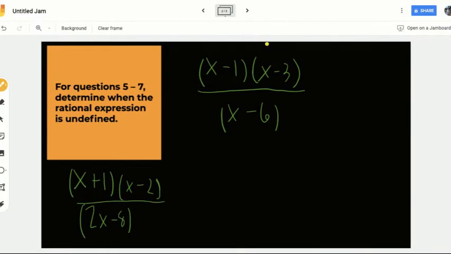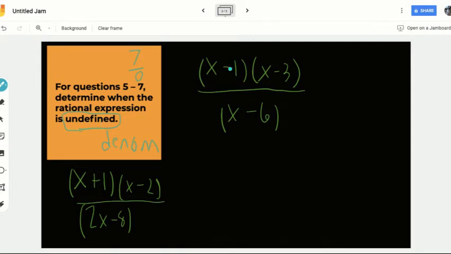For questions 5 through 7, determine when the rational expression is undefined. So the word undefined, which I don't think you can see, you are undefined when you divide by 0. So 7 over 0, you can't solve it. You can't divide by 0. It is undefined. So the word undefined tells me denominator. So I see undefined, I'm going to think denominator.